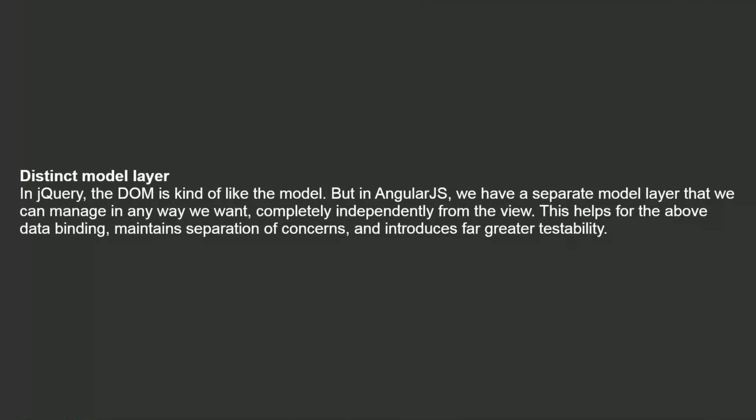Distinct model layer. In jQuery, the DOM is kind of like the model, but in AngularJS, we have a separate model layer that we can manage in any way we want, completely independently from the view. This helps for the above data binding, maintains separation of concerns, and introduces far greater testability.